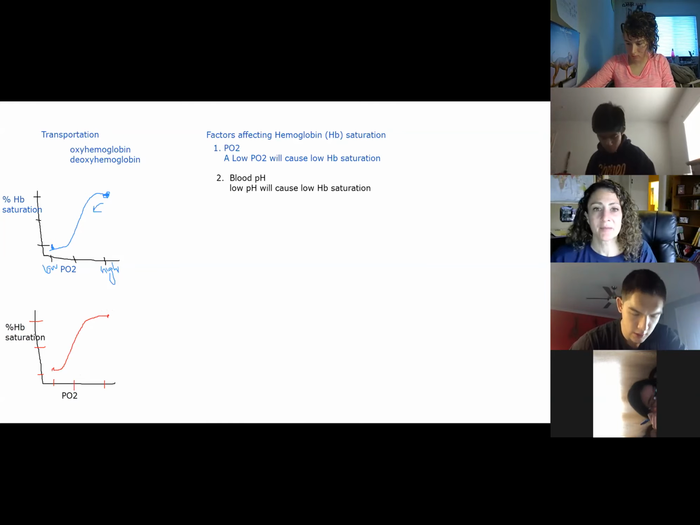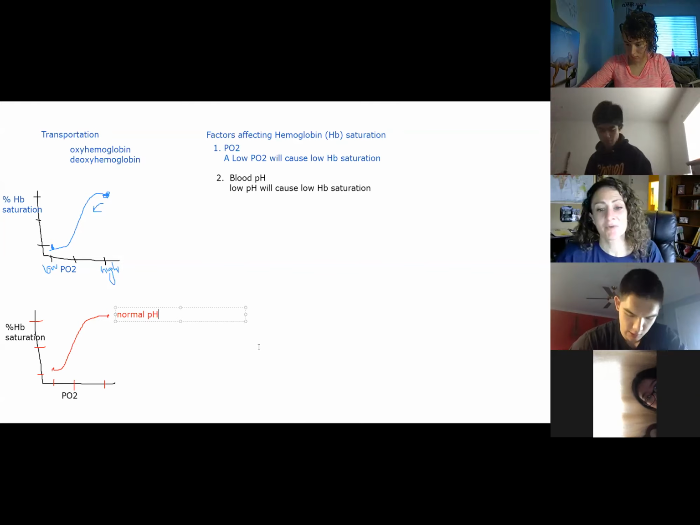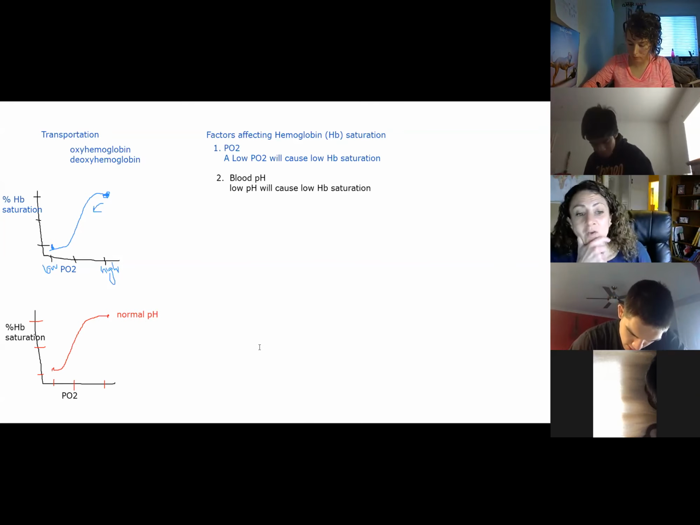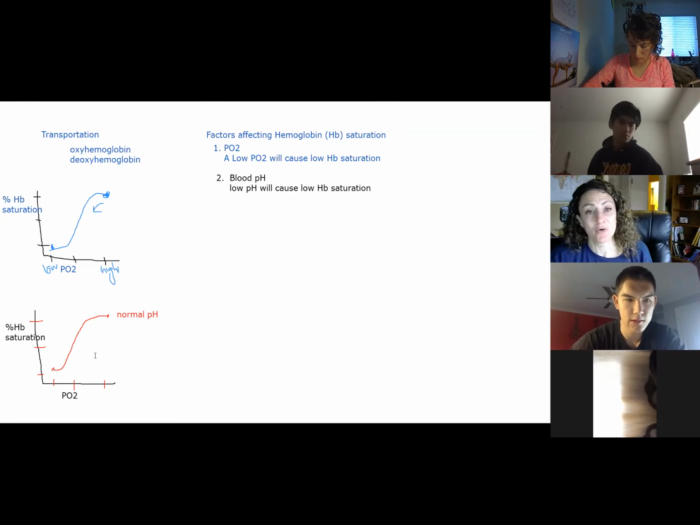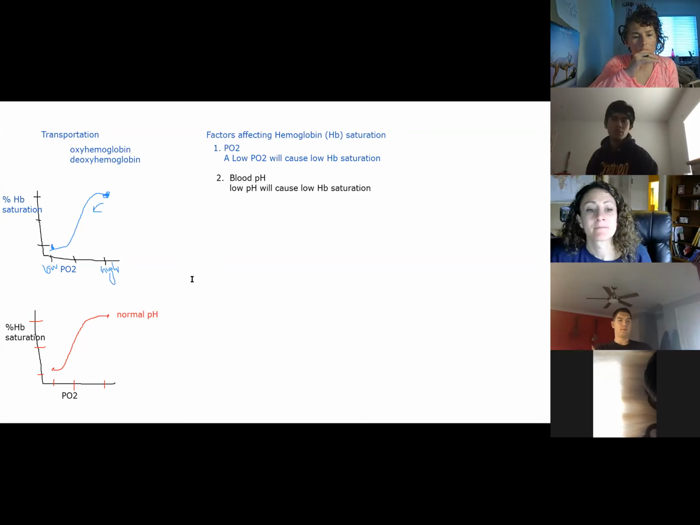Okay, but I'm going to label this one as normal pH. And then I'm going to draw another curve for low pH. So the curve for low pH is going to follow the same curve. It's going to be the same sigmoid curve. It's just either going to be above or below the normal pH curve. Do you think it will be above or below it? Below. Good. What does it mean to be below it?